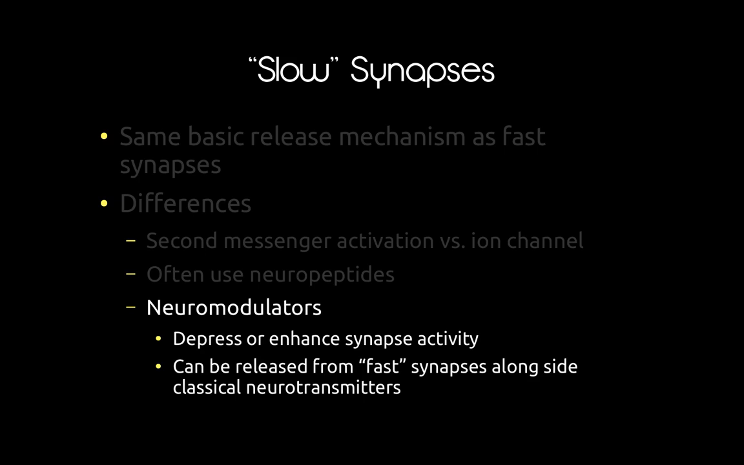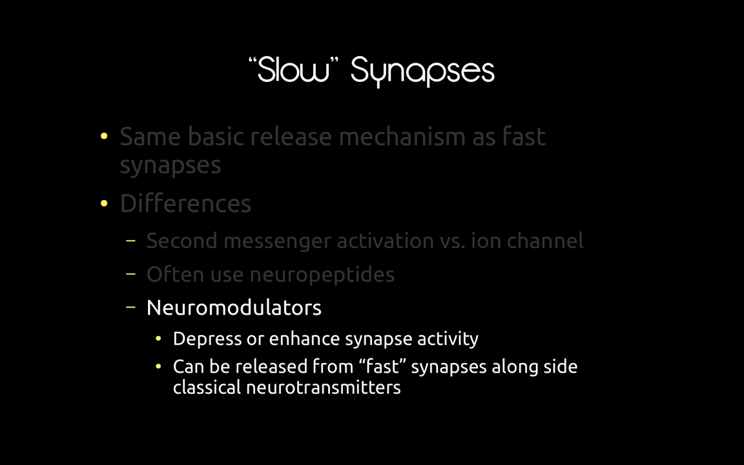And neuromodulators are not going to open ion channels or cause a postsynaptic potential. What they do is they'll act in some other way, generally through second messengers, that is going to depress or perhaps enhance synapse activity in the future. So it can make this synapse more sensitive or less sensitive as time goes on. And one interesting note about neuromodulators is that these can also be released from fast synapses alongside classic neurotransmitters as well.